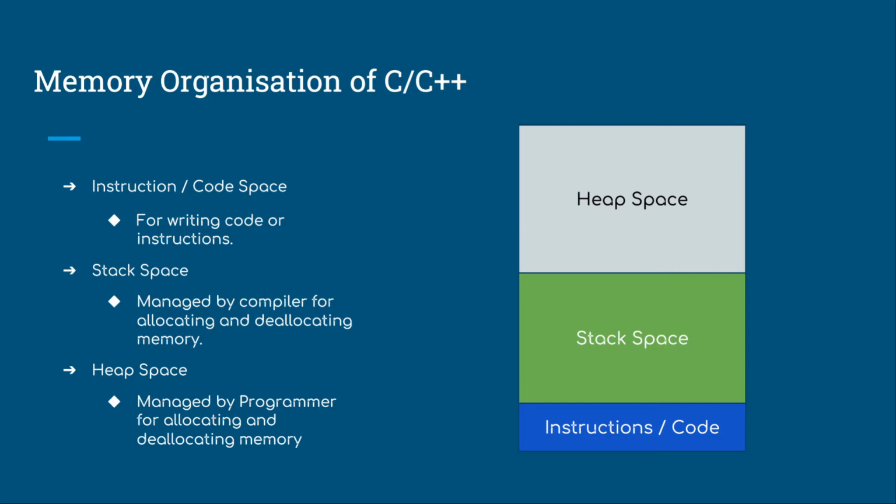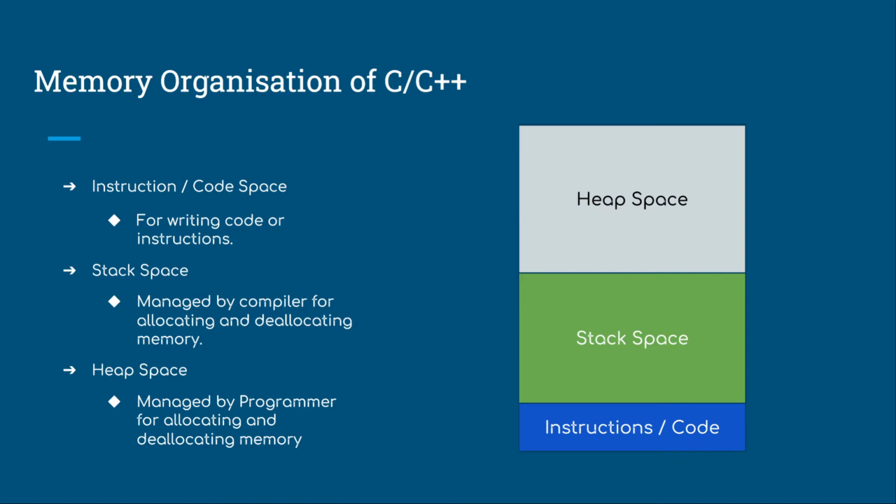This space is managed by the compiler for allocating and deallocating the memory. Let's say you have declared a variable, that is int a equal to 10 or int b equal to 50 or float c equal to 2.5. These values will be stored in the stack. Or let's say you have defined a function, let's say add two numbers, and then it will be declared in this stack space. So this is managed by the compiler. The user or the programmer doesn't have any access to this space, that is stack space.